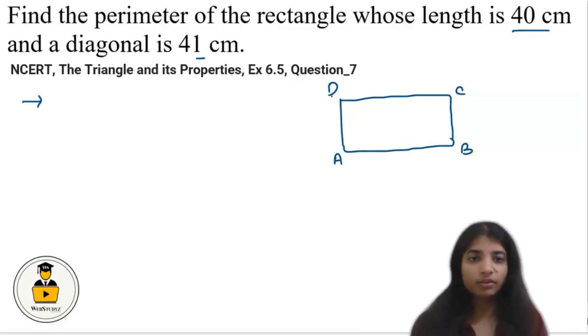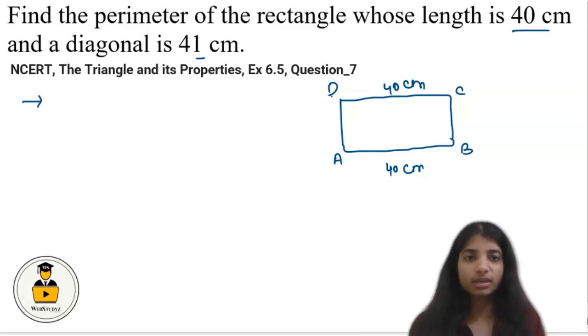We are given the length of this rectangle which is 40 centimeter. As the opposite sides are equal, both the lengths are 40 centimeter. We are not given the breadth, but we are also given the diagonal which is equal to 41 centimeter. So the diagonal is given to us, and we have to find the perimeter of the rectangle. If we get to know the breadth of the rectangle, we can easily find the perimeter.